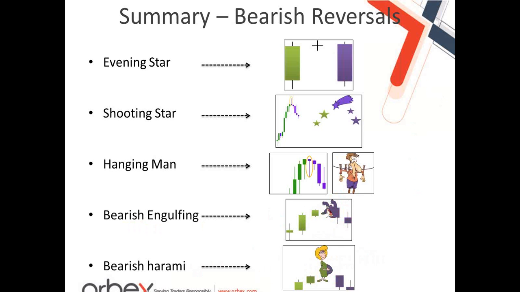Okay, so John is asking, which indication is stronger, the shooting star or the hanging man? As I said, the shooting star is stronger than the hanging man, but the bearish Harami is weaker than the hanging man. Okay, so that's how the indication strength goes.